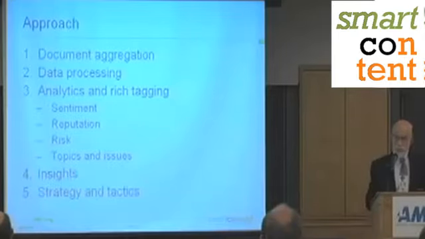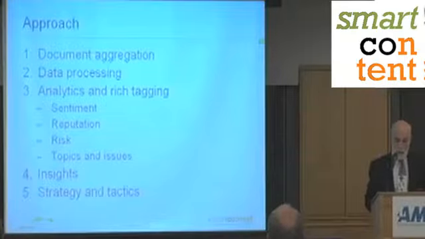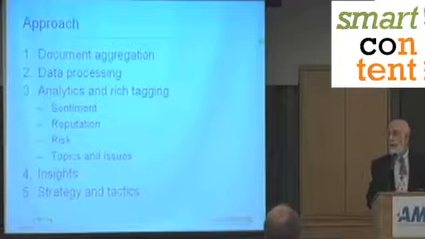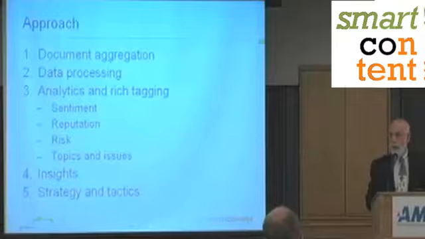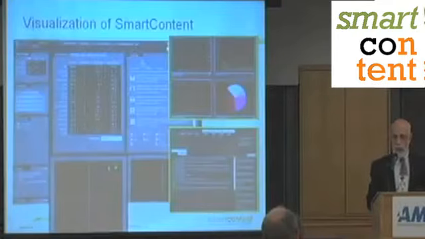Third is analytics and semantic tagging. We use entity extraction. We have a custom reputation algorithm that I'll describe in a moment. We have a risk algorithm that I will describe in a moment. We apply sentiment at the level of the document, at the level of each named entity, and we apply reputation to the topics and issues that we identify within these stories. And we use that information to provide insights and to guide our clients in strategy and decision making.